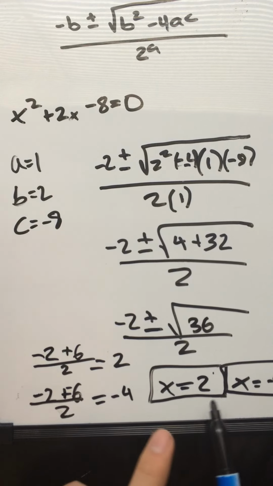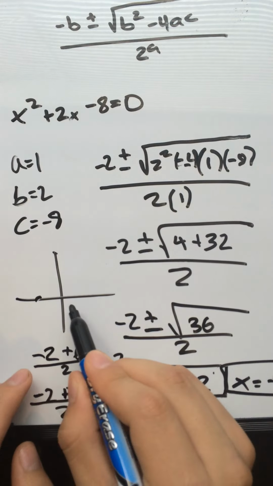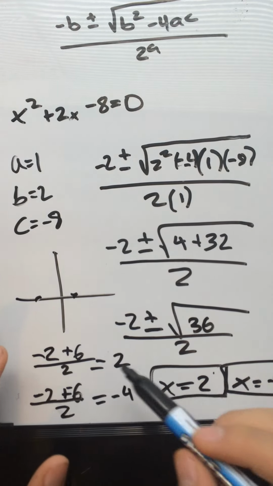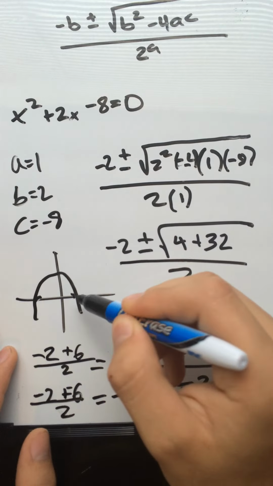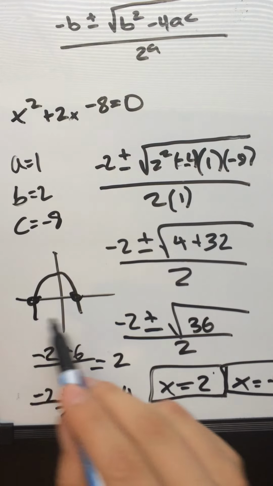And what the x's mean is your teacher might call them roots, zeros, or the x's. So it's like these two. When you have a graph, let's say this is -4 and this is 2. So when you have a graph, it looks like this, and you're trying to find the points where they cross the x-axis.